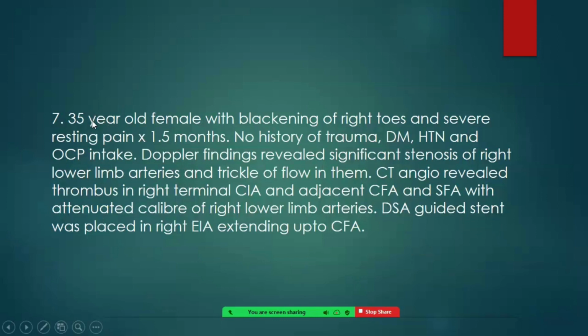This is another case, a 35-year-old female with blackening of the right toes and severe resting pain. This is a very young female who comes with no history of diabetes, hypertension, or smoking. She has a thrombotic disease of the SFA, very small. Only the proximal part of the SFA was involved on CT angiography, with attenuation of the distal SFA.